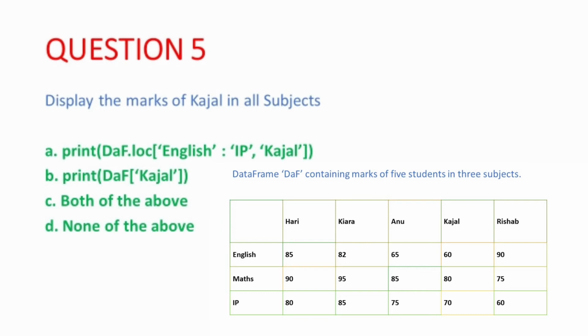Because when we want to access multiple rows or a combination of rows and a combination of columns, we use the LOC method. In it we write the data frame object name, dot, then LOC. Then inside square brackets we write the starting row label colon ending row label. For example, if we want to print the data of all rows from English to IP, then English is the starting row label and IP is the ending row label. So we have written this. Then we put a comma and the starting column label colon ending column label.